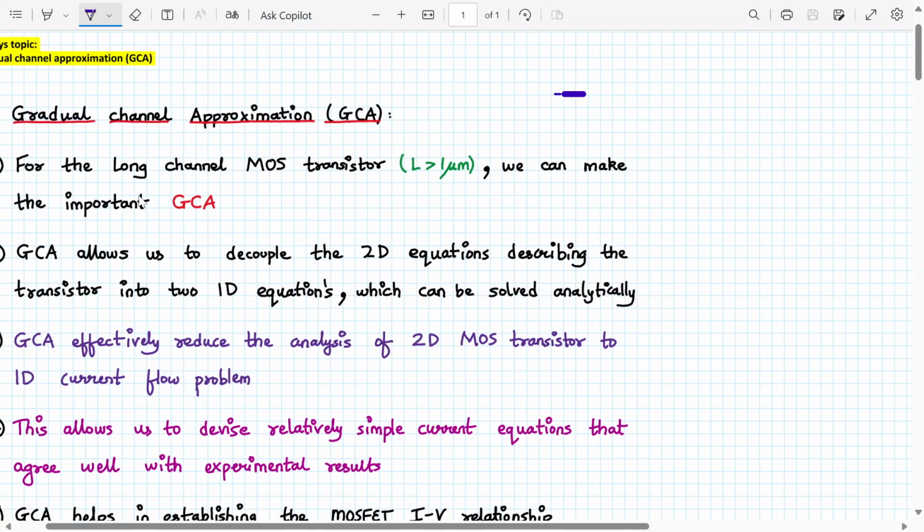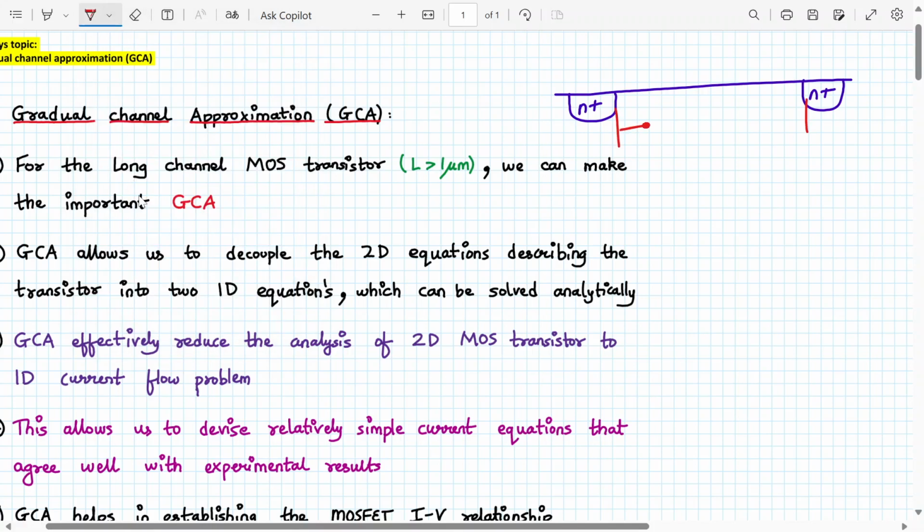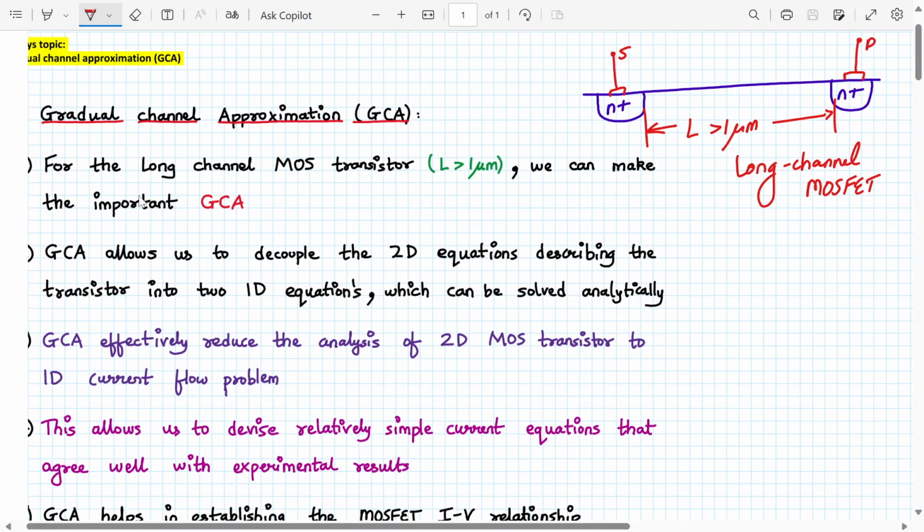So what do you mean by long channel MOSFET? You have your drain terminal, source terminal, source N plus, drain N plus. Whenever the channel length in the MOSFET is greater than 1 micrometer, that means if this length is greater than 1 micrometer, we call it a long channel MOSFET. We have a short channel MOSFET also. In a short channel MOSFET, the source and drain regions are very nearby and they affect each other. Right now we are assuming that the drain and source terminals are far apart, so the effect on each other is not felt. So it's valid for long channel MOSFET.